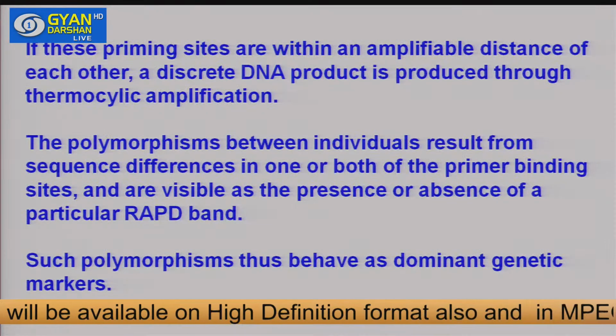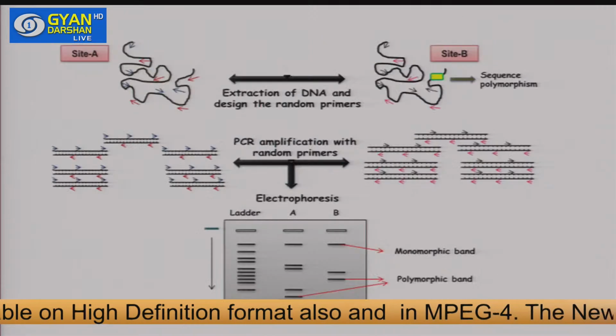You can compare between different samples. So therefore we call it a polymorphism, because you may not find the same profile in all the samples, so that there are polymorphisms. So such polymorphisms are actually being used or made use of in the RAPD technique.